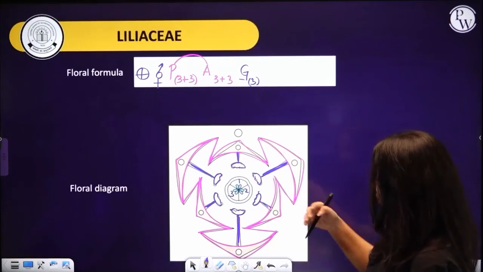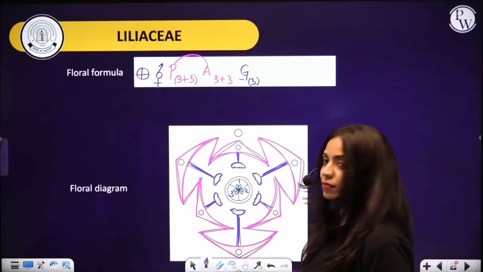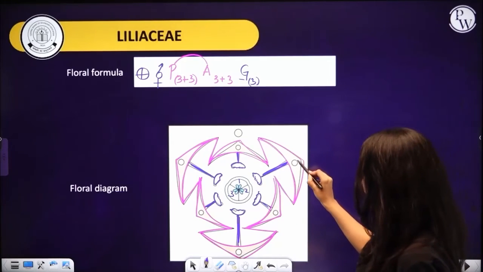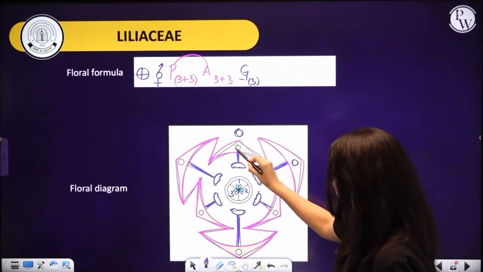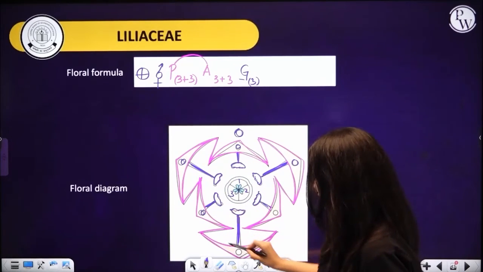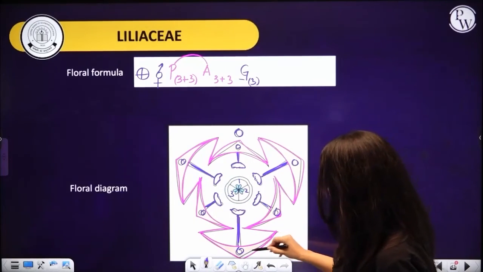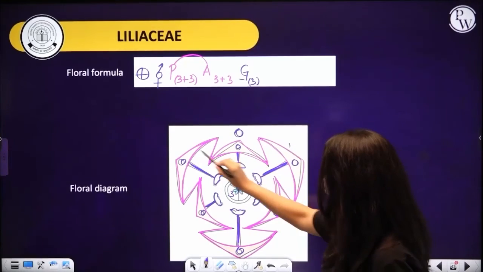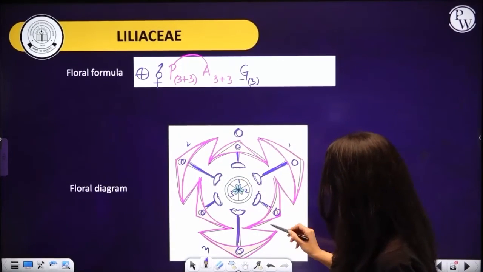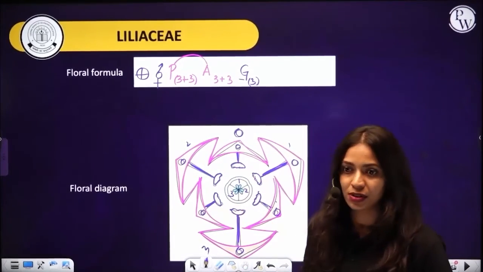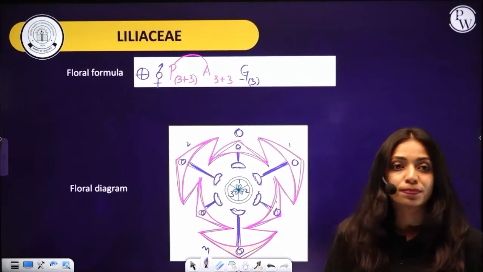Okay, so this is the floral diagram. You must learn to practice it. All of these are tepals. Okay, so this is the mother axis. All of these are tepals. Tepals are 6 in number and as you can clearly see there is an outer whorl of 1, 2, 3 tepals and there's an inner whorl of 1, 2, 3 tepals.